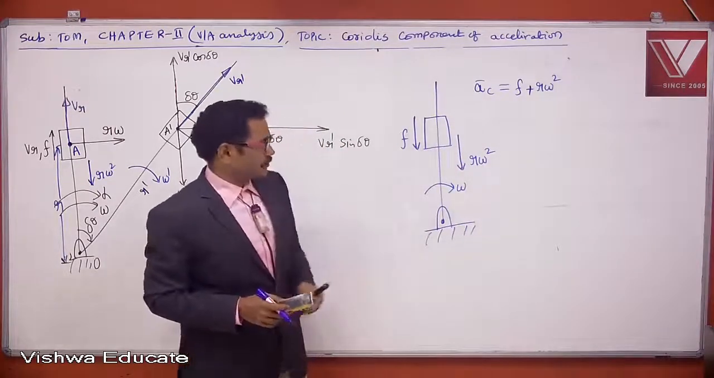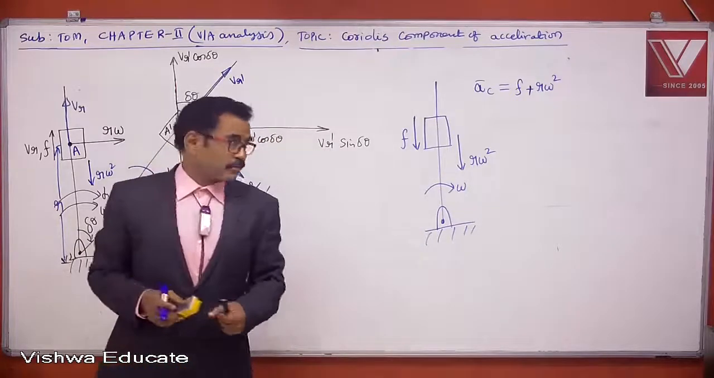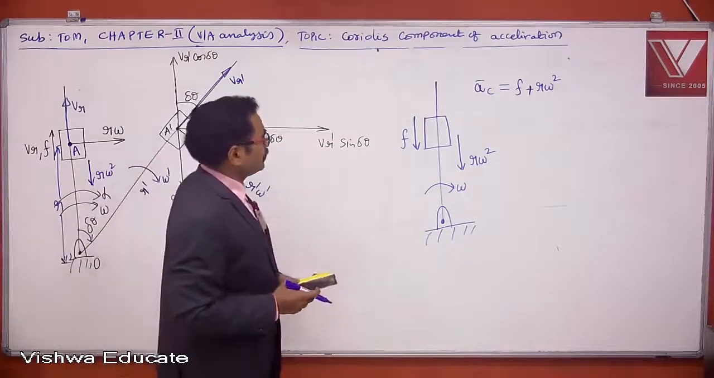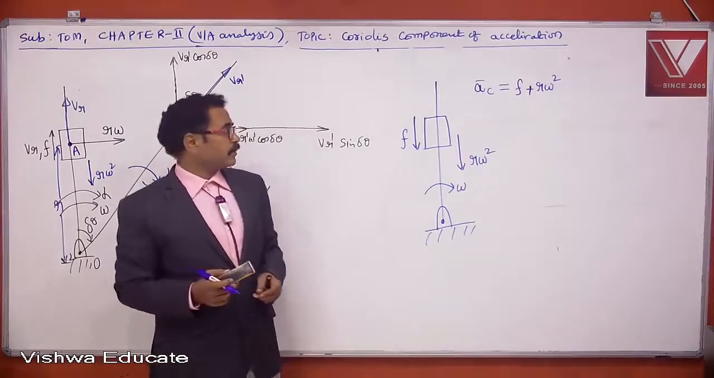Please copy this. So total centripetal acceleration is sometimes F plus r omega square, sometimes it is F minus r omega square.